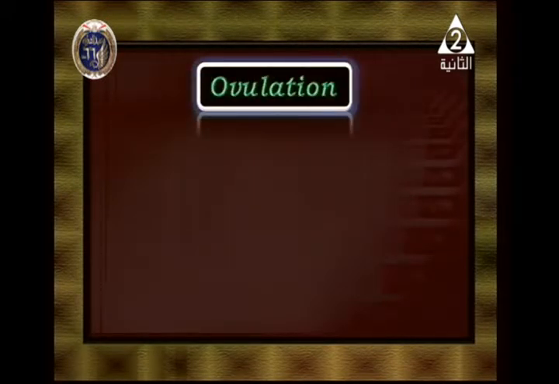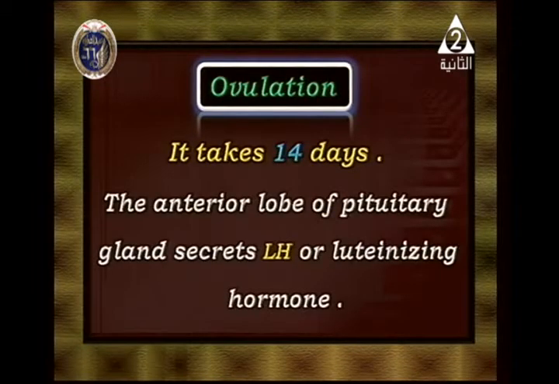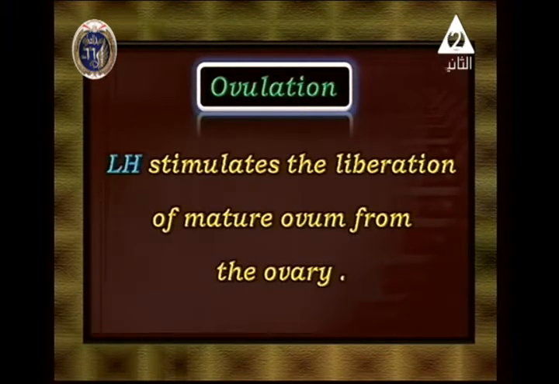Number two, ovulation. It takes about 14 days. The anterior lobe of the pituitary gland secretes luteinizing hormone. Do you remember that from the first chapter? Yes, this is called luteinizing hormone. So we have, number one, we have already activated the Graafian follicle. Number two, we need to activate luteinizing hormone, okay, all of that under the effect of the pituitary gland. The luteinizing hormone stimulates the liberation of the mature ovum from the ovary.